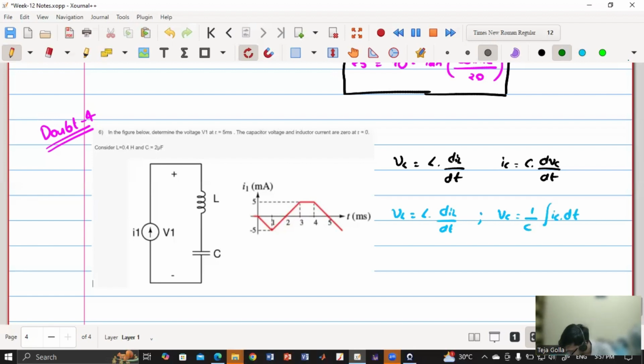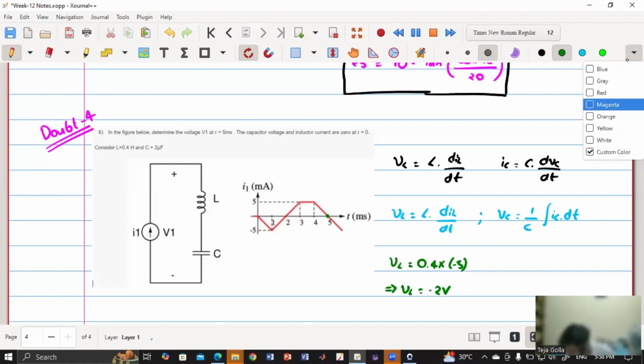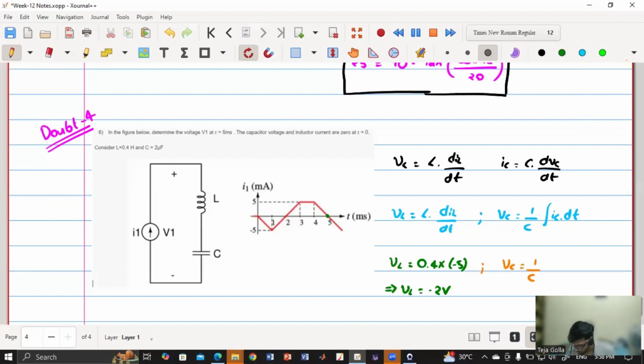So what is VL at t equal to 5 millisecond? At this point, I have to find the slope and I have to multiply by the inductance. Inductance is 0.4. And what is the slope at that? Slope is 5 by 1 minus 5, right? Agree? Slope at that point. Agree? Yes. So now for calculating the VC, I have to do 1 by C into the area until 5. My doubt is whether we have to calculate the full area till 5. Yes.